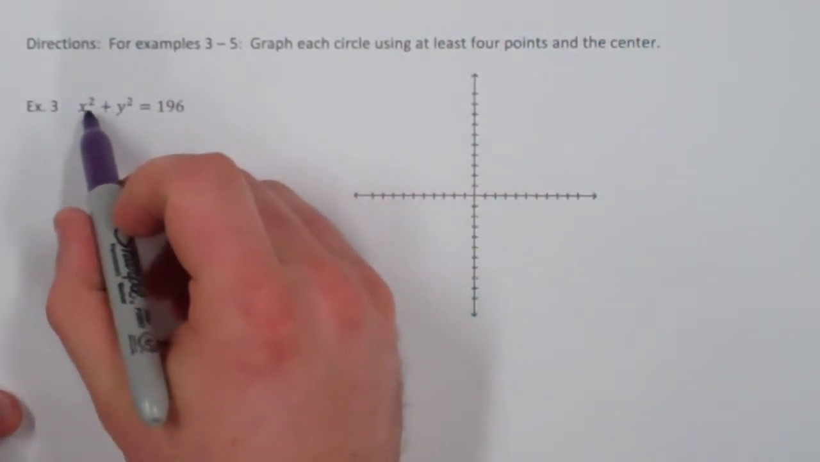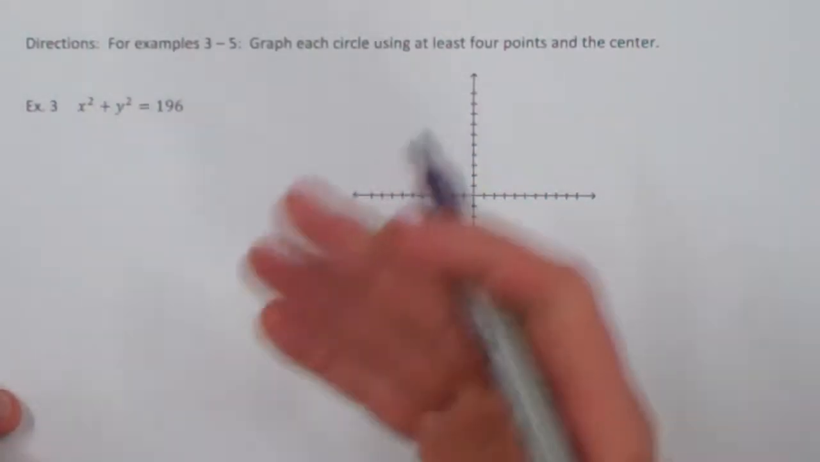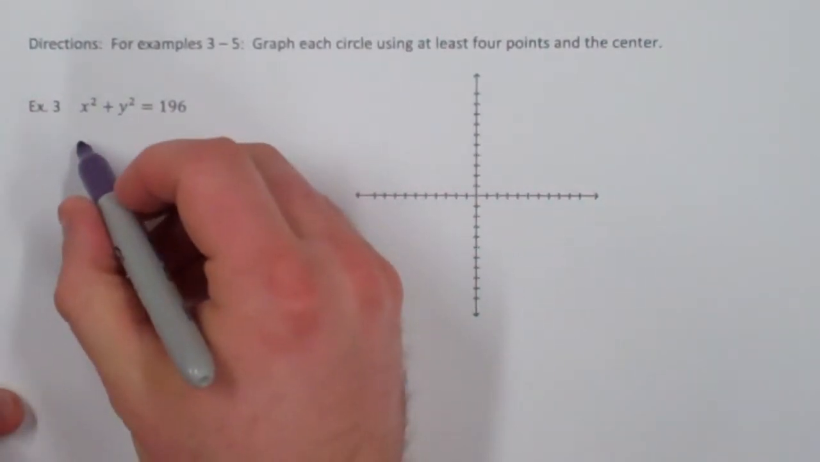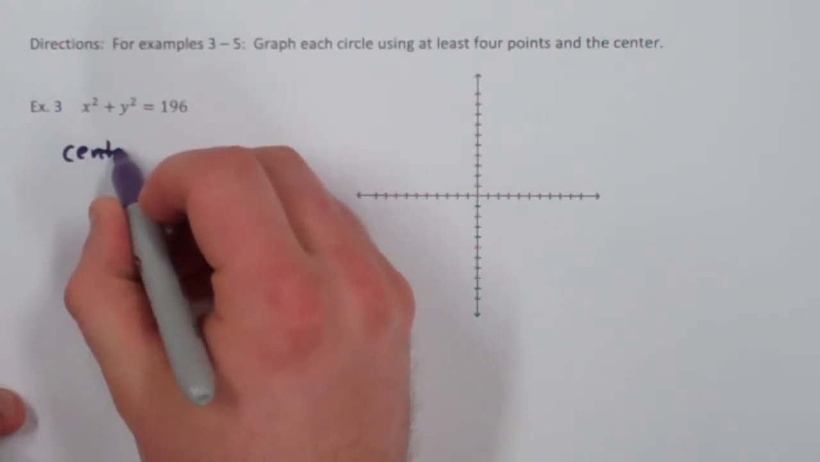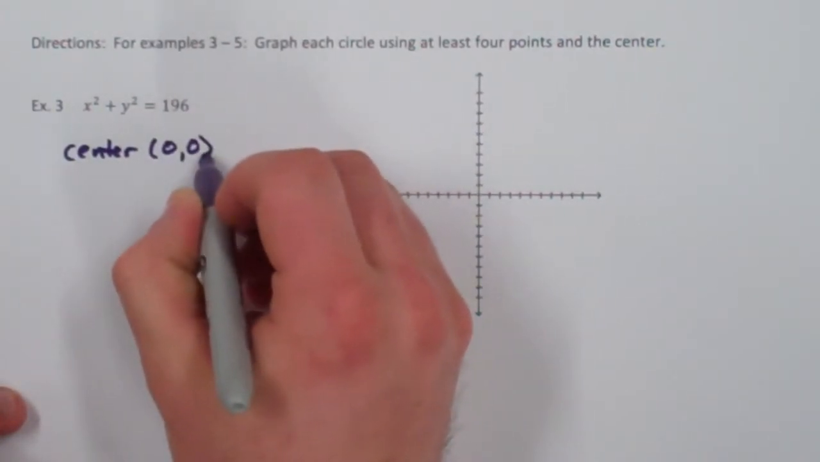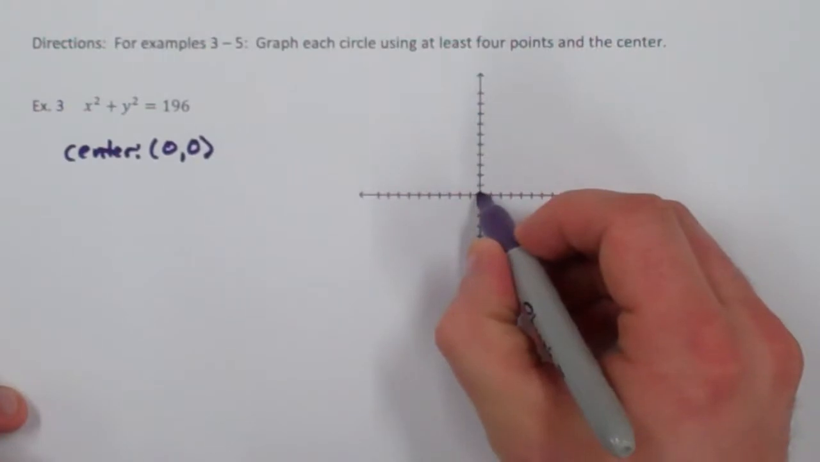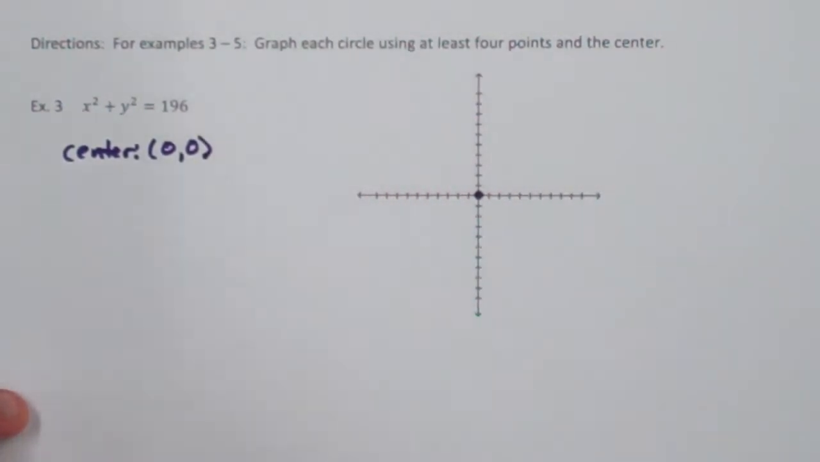So the center here is at 0, 0. There's no h and k, or at least the values of h and k are 0. So we'll write that down just as a reminder, 0, 0. And you can plot that if you'd like to.